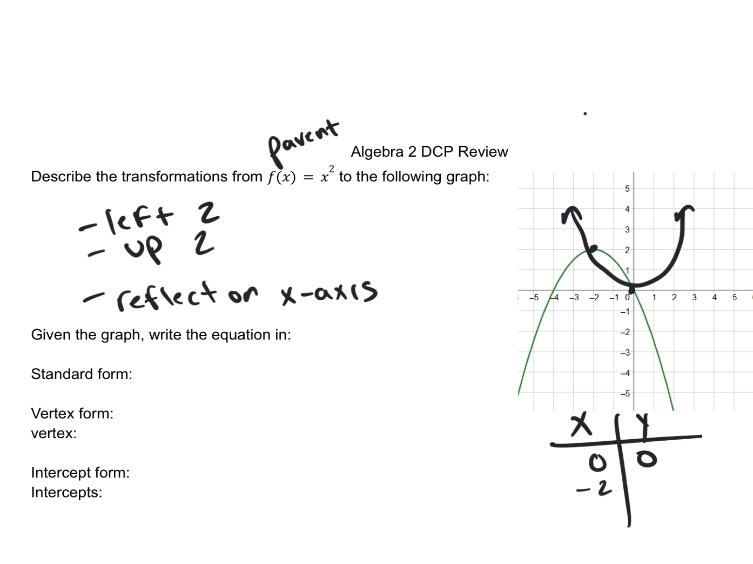Oh, I messed it up. -2, this is a 2. My y value here is 2. There it goes. So we're going to put these 3 points on Desmos, and then we're going to put in the formula so that Desmos can give us our answers.